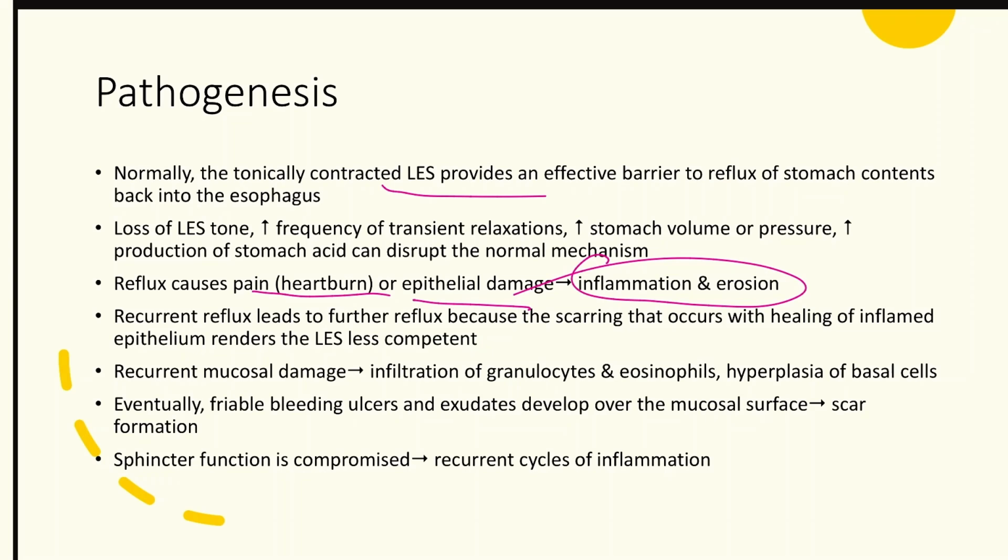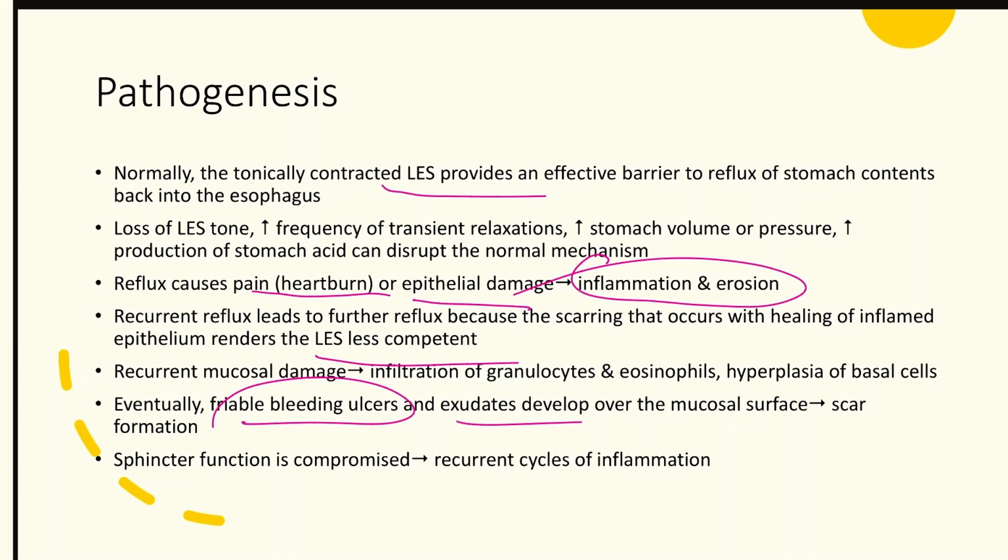Recurrent reflux leads to further reflux because the scarring that occurs with healing of the inflamed epithelium makes it less competent. So keep repeating, it's like a vicious cycle. It makes it worse, which causes more acid to come up, which causes further problems, which causes more acid to come up, and it keeps getting worse. Eventually, friable bleeding ulcers and exudates start to form, and then eventually you get some scar formation.